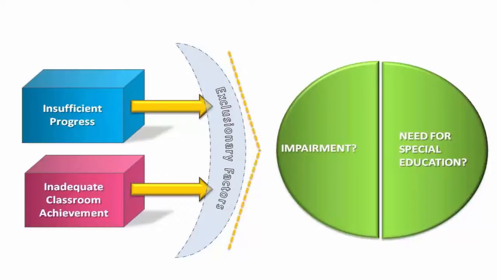So these exclusionary factors include considerations such as the student is an English language learner, or the student has been absent from school for a long time. These are lenses because these are factors that may influence a student's performance, and they need to be considered to see if those are the primary reasons the student is not achieving or is not making adequate progress. The team looks at these three equally weighted factors to decide the answer to that first question.